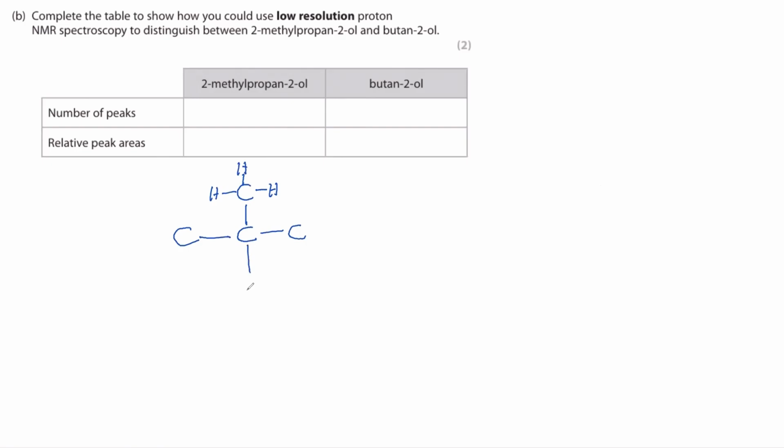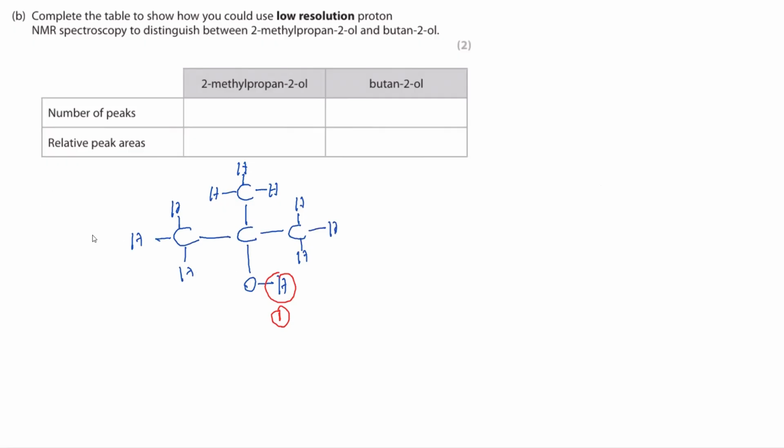And here you have 2-ol, OH group. This is also CH3. This is also CH3. Right. Now first we'll check how many types of hydrogen we have here. Obviously this is one type. It's different from anyone else. It's attached to oxygen atom.